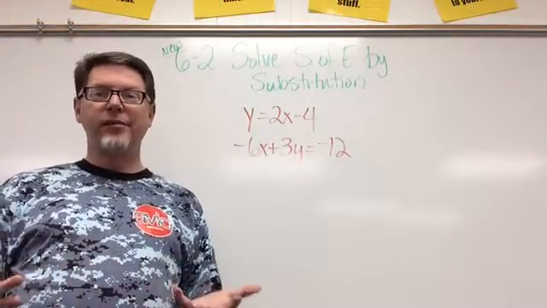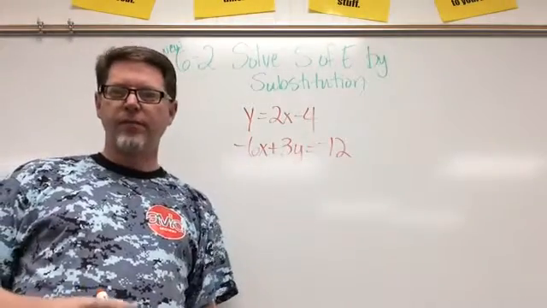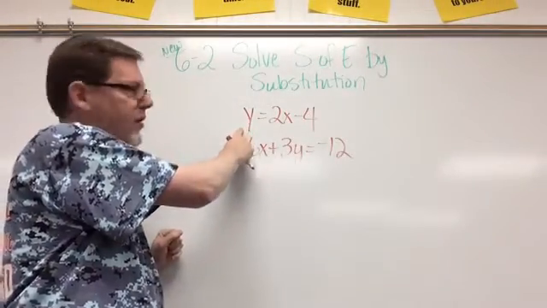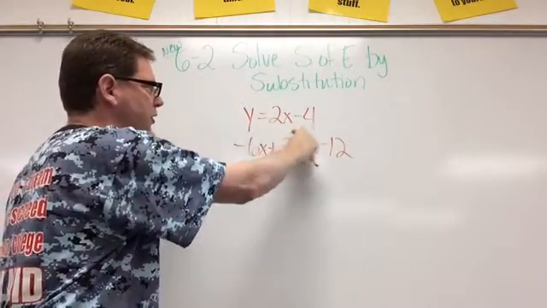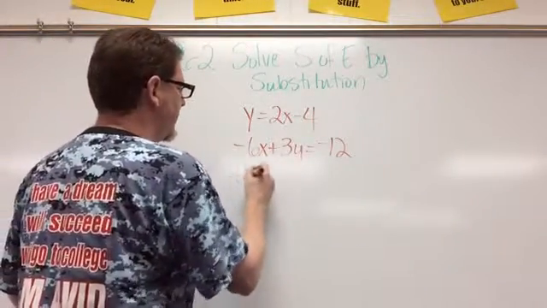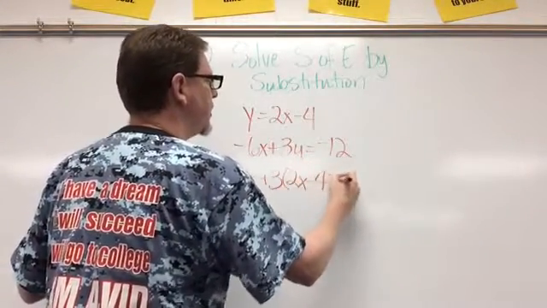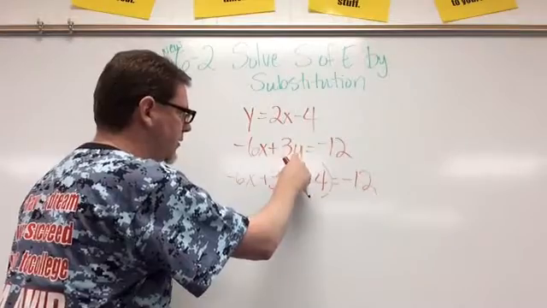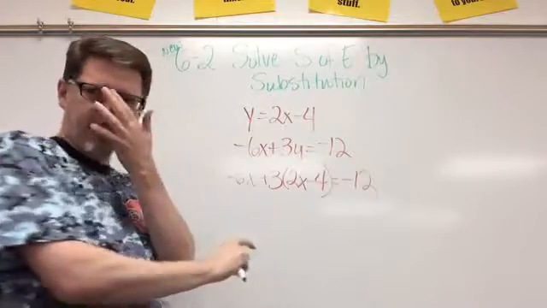So here's my next system of equations. y equals 2x minus 4, and negative 6x plus 3y equals negative 12. Well, the good news is I already have one variable solved by itself, so I can just use that. I know that y equals 2x minus 4, so instead of y here, I'm going to put 2x minus 4. So we have negative 6x plus 3 times the quantity of 2x minus 4 equals negative 12. Got my parentheses. All I did is take this y and change it to 2x minus 4. Have to put it in parentheses because I've got the 3 on the other side.